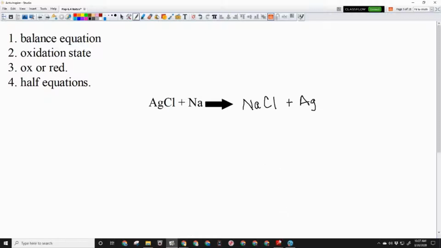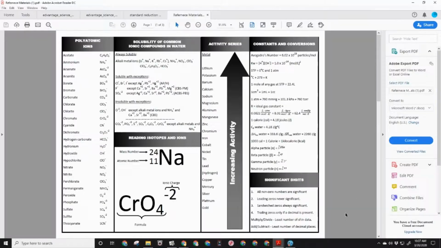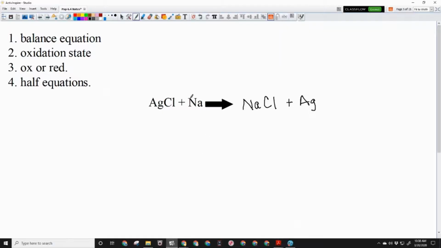Now, how can we verify that that reaction is actually going to happen? What we're going to have to do is look at our activity series. So sodium is right here, and silver is way down here at the bottom. So sodium is stronger than silver. Remember, the higher up on the activity series, the stronger it is. If this element is stronger than this element, it's going to push it out. So sodium is going to push out silver and bond with the chlorine, and then silver is going to be kicked out by itself.